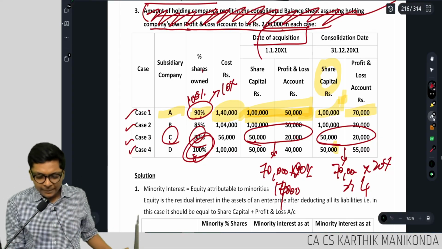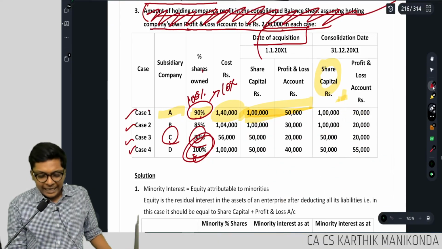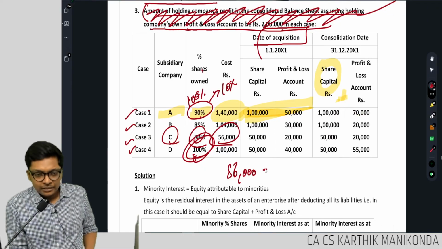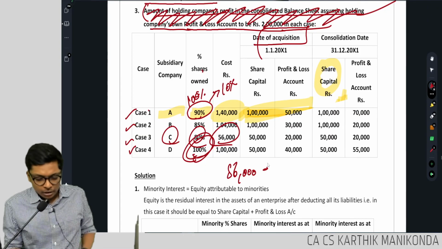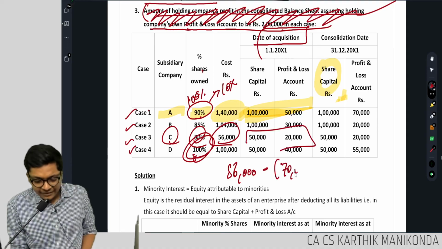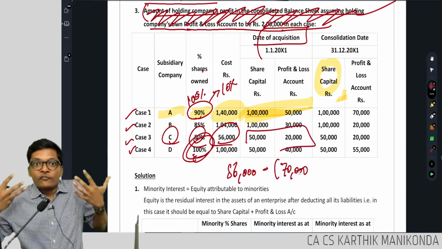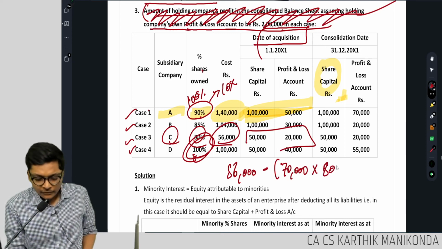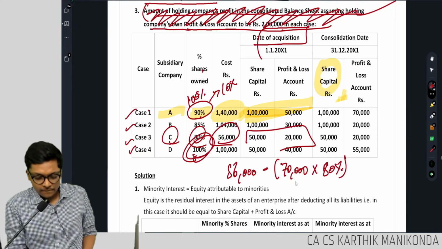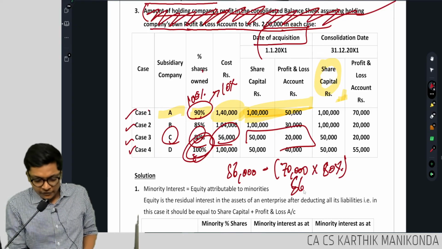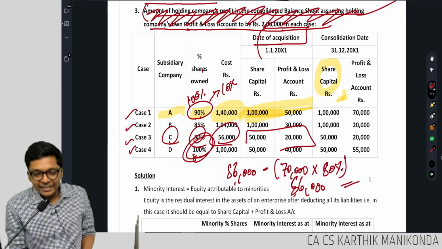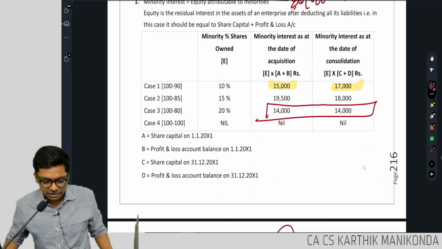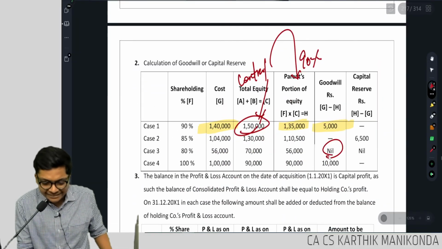Similarly, let's do case 3 randomly. How to find goodwill? I told you goodwill is what you paid. What I paid is 56,000 versus what I am getting. What I am getting is 70,000, but 70,000 represents the full value. What I am actually paying for is only 80%, which is how much, guys? 56. So 56 minus 56, goodwill is nil, like example 1. There I gave 100%, here it is a percentage. Case 3, goodwill is nil.